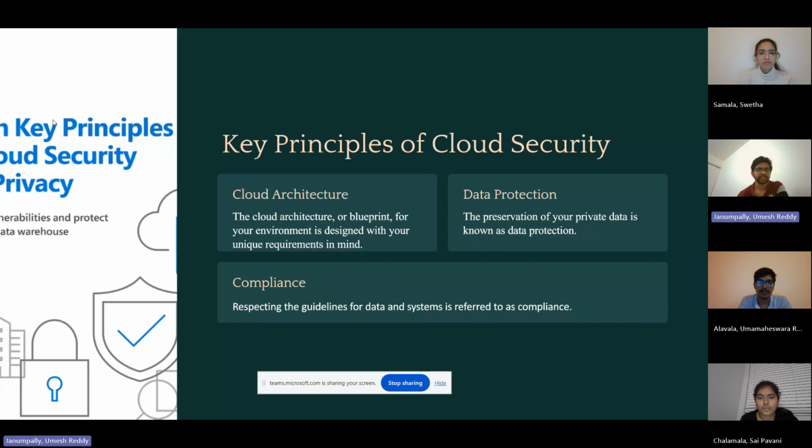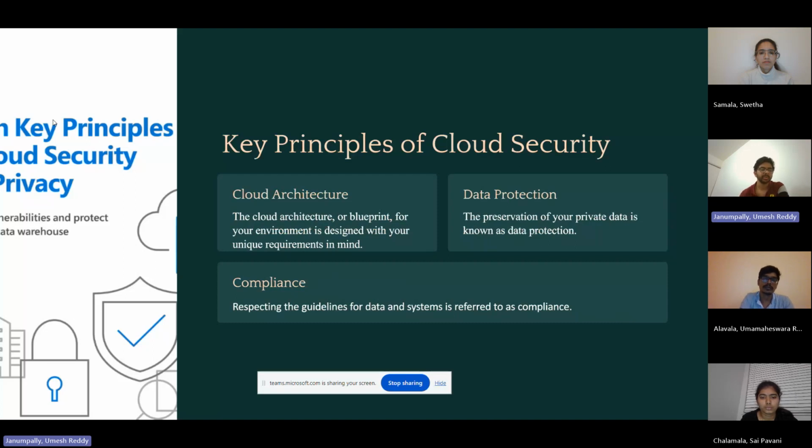Now coming to the cloud architecture, it is a design pattern for building cloud-based applications and services. Mainly, it offers three services. They are IaaS, Infrastructure as a Service, Software as a Service, and Platform as a Service.